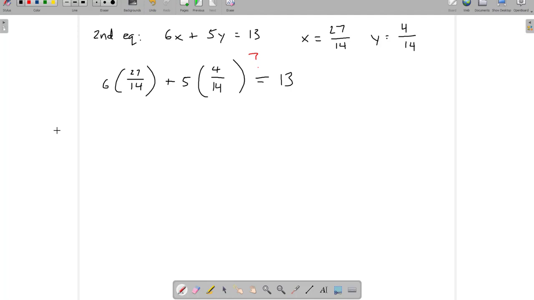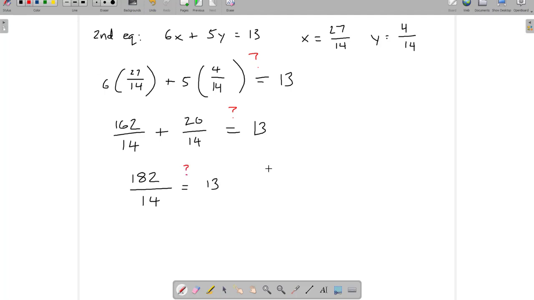So 6 times 27, we're allowed to have a calculator on the exam. I think I'm going to go ahead and use my calculator just in case. 27 times 6 is 162 over 14. Plus 5 times 4, that's 20 over 14. Does this in fact equal 13? We need to verify. So 162 plus 20, that's going to give me 182 over 14. Does it equal 13? I'll plug this into the calculator as well. Does 182 divided by 14 equal 13? Well, it does. So that means we did our work correctly.